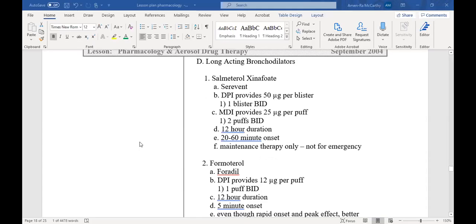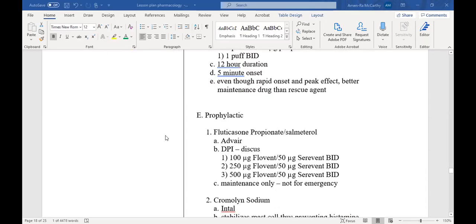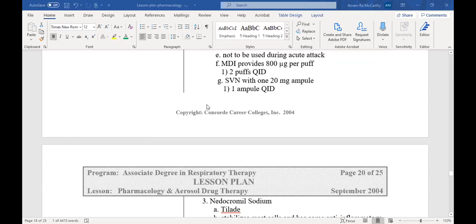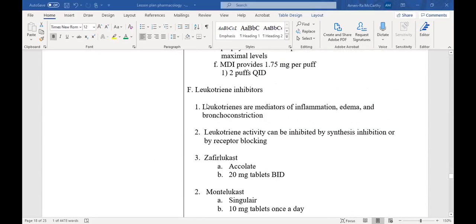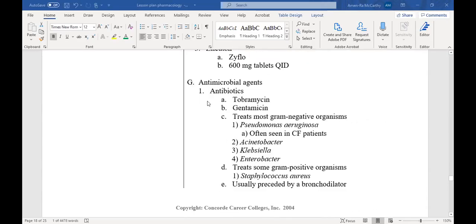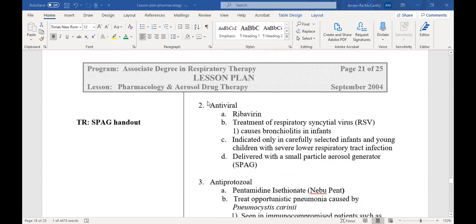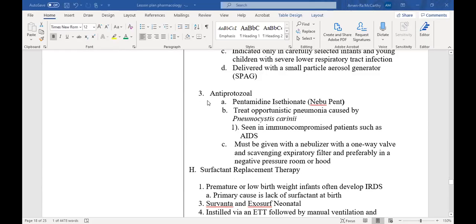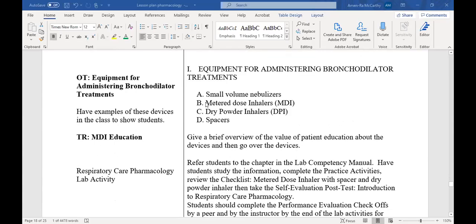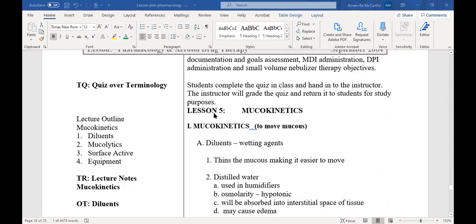These are the dilators that last for 12 hours or more, okay? So you got some long-acting bronchodilators you got to know. There's some prophylactic medicines that we're going to talk about, right? And prophylactic means preventative, right? Leukotriene inhibitors that you got to learn about. Antimicrobial agents that we have to talk about. Antiviral, antiprotozoal, surfactant replacement therapy, right? And then that's it. Then after that, we're going to talk about the small volume nebulizer, the MDIs, the dry powder, the spacers. You got to know about all of that. And then it's done, okay?